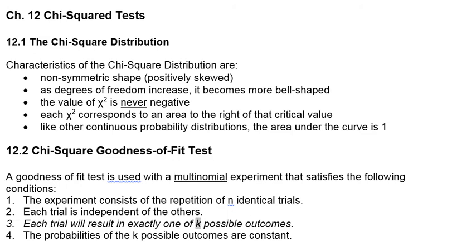Going to jump down to condition 3. Each trial will result in exactly one of k possible outcomes, where k is some number. So instead of two possible outcomes like we had in the binomial, we now have multiple possible outcomes. The other parts here, though, are just like the binomial experiment. So we have n identical trials. Each trial is independent. The probabilities of the k possible outcomes are constant. All of that is exactly what we had in our binomial.